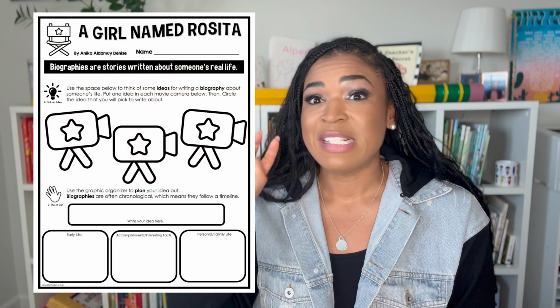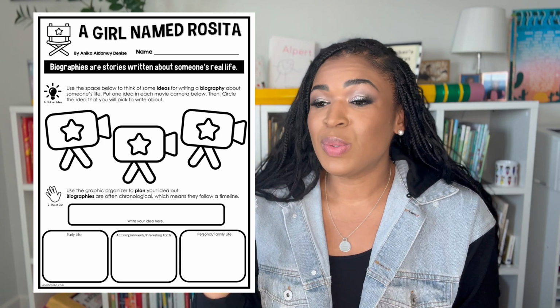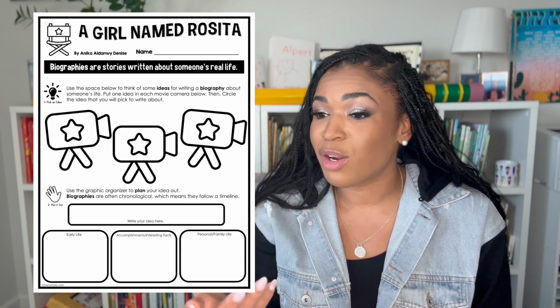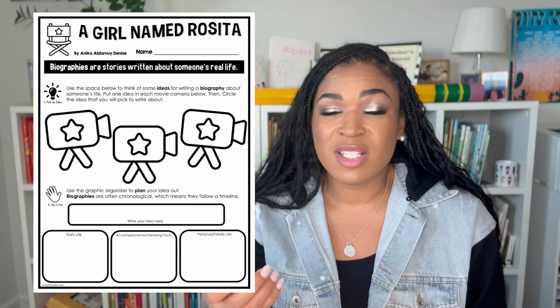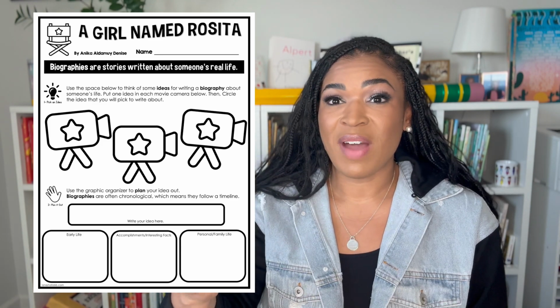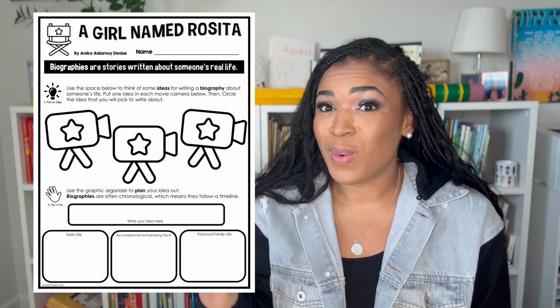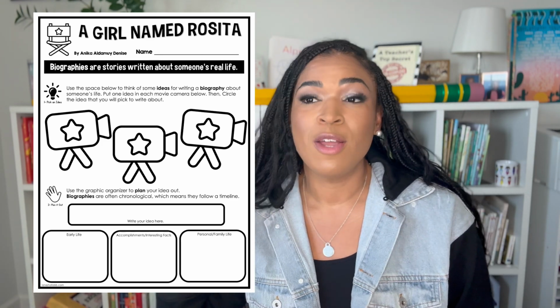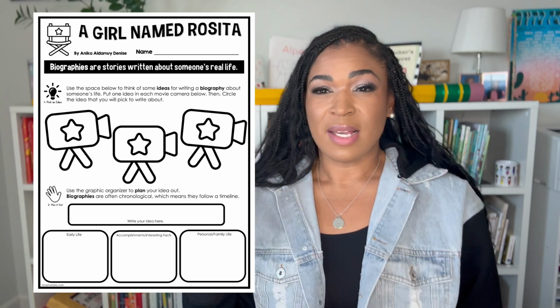And this goes right along with first things first, pick an idea. Second step, plan it out. So you can see here, this is a biography. So we would talk about biographies and how they're real stories about someone's life. And then I'm going to invite them to write a biography of their own. So they've got little cameras there and they can fill those cameras up with different ideas for who they might want to write about.